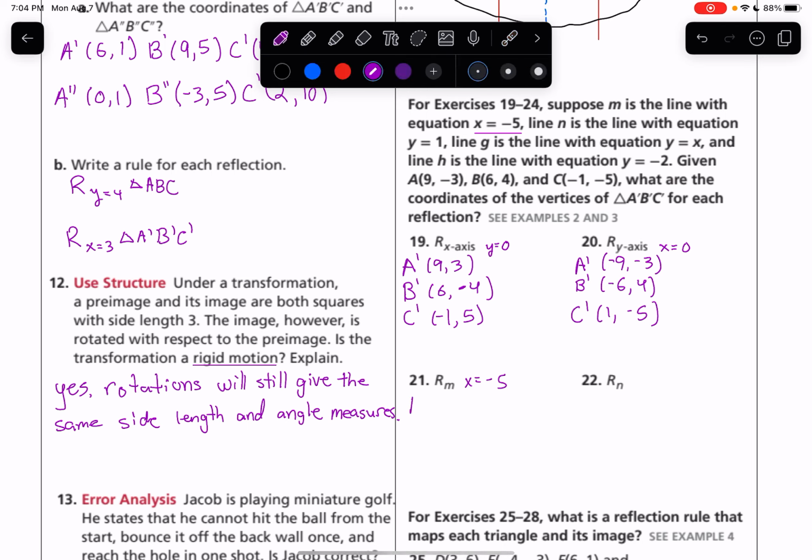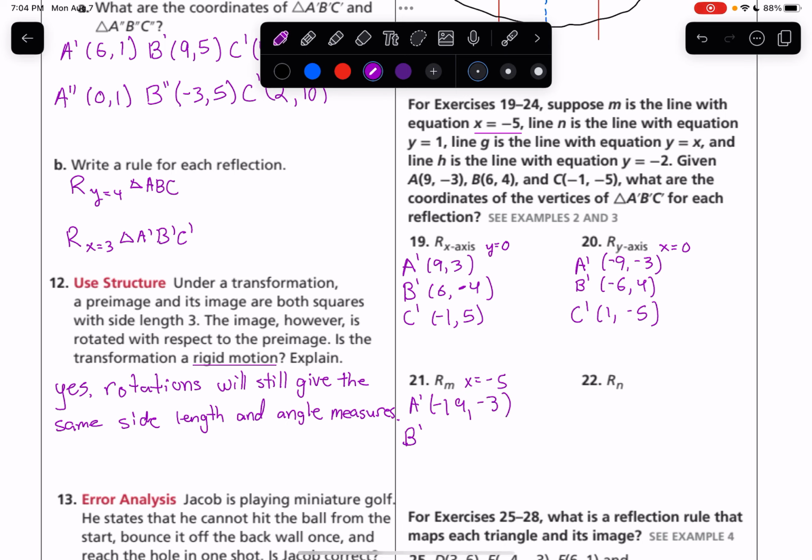So for my A prime, for example, my original A coordinate is 9. 9 is 14 units above -5. So to get the A prime coordinate, we're going to go 14 units below -5. -5 minus 14 is -19. So A prime is -19, -3.